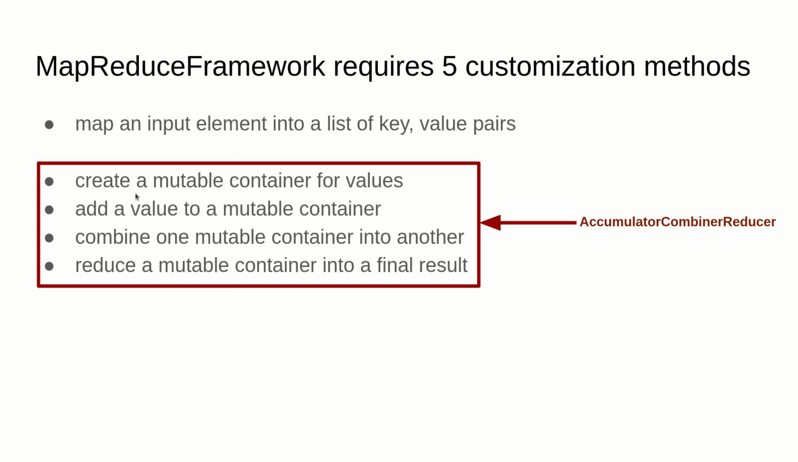Oftentimes you have a custom mapper. These can sometimes be reused. It makes sense to bundle the 4 of them together. And so this is the part where you're dealing with accepting these key value pairs and collecting them up and reducing them later. So this is the accumulator combiner reducer.